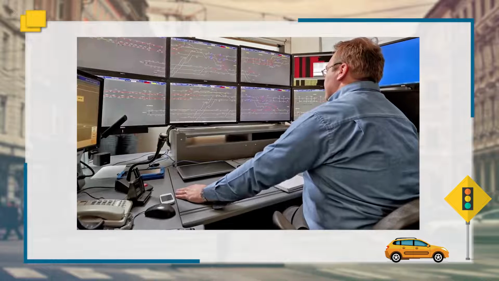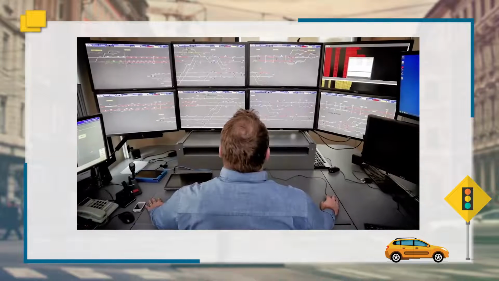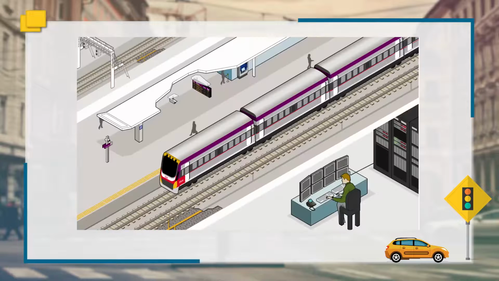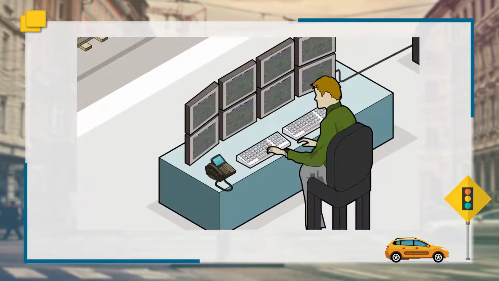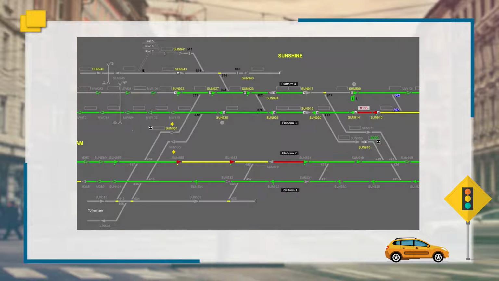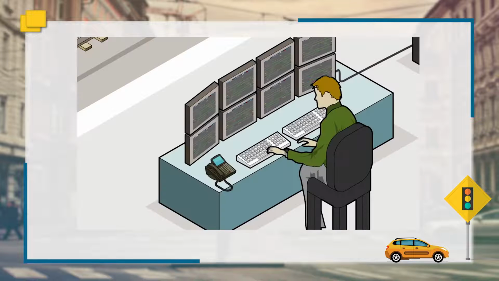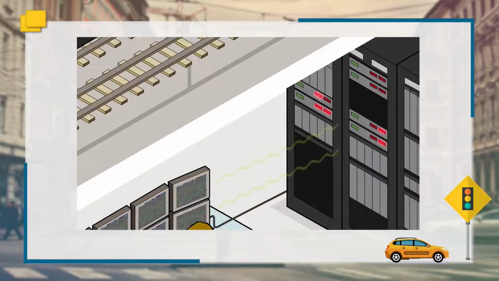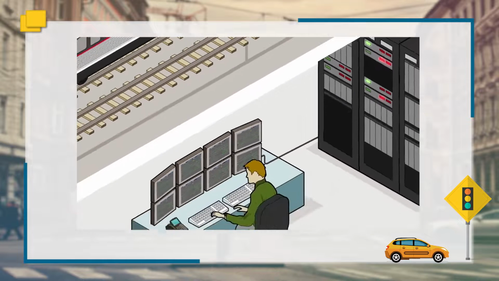The operation of a train network begins in the control centre. Train controllers sit in a control centre full of computer monitors. Here they can control and keep an eye on all train movements in the network. The central computer system processes information received from the train controller and various pieces of technology installed across the network.